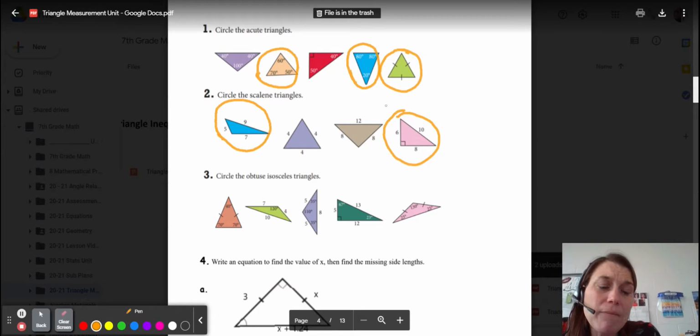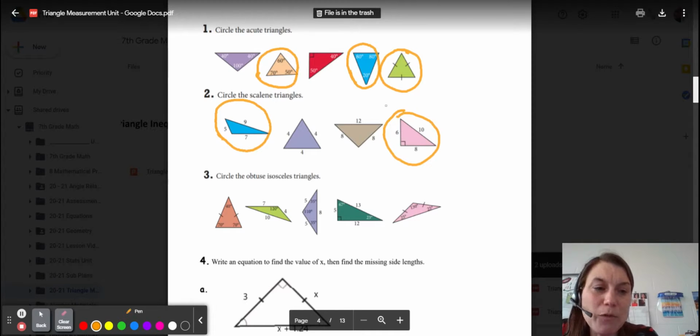So now we're going to put the two things together. We're going to look at sides and angles and look at a very specific triangle, like one that's obtuse and isosceles. So pause this video and see if you can circle any of the triangles that are obtuse and isosceles.